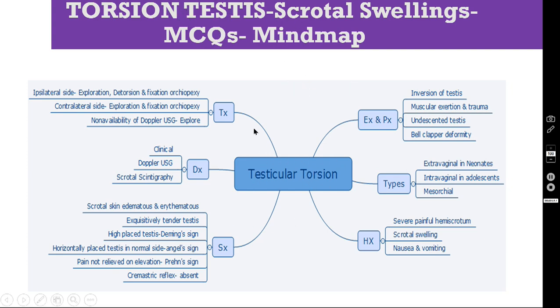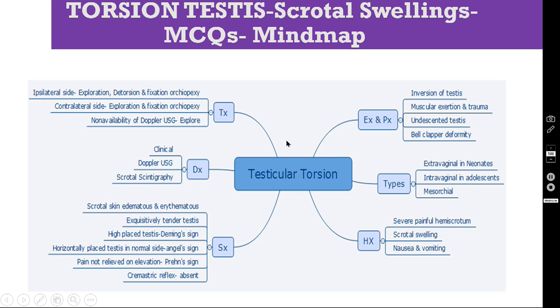See, the uniqueness of my teaching videos is three things, as I've told in many of my videos. Number one, mind map. You cannot see this kind of mind map maybe in any other textbook. So this is a very powerful tool to revise the topic very quickly. Torsion testis, whatever I am showing in that video, everything is there in this one page mind map.